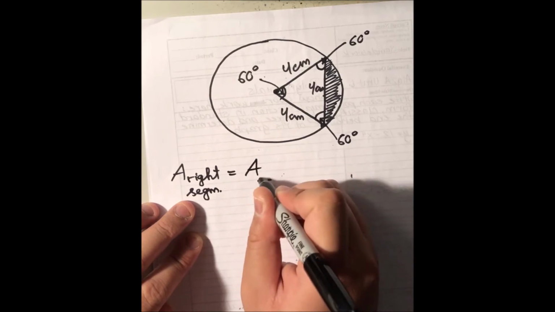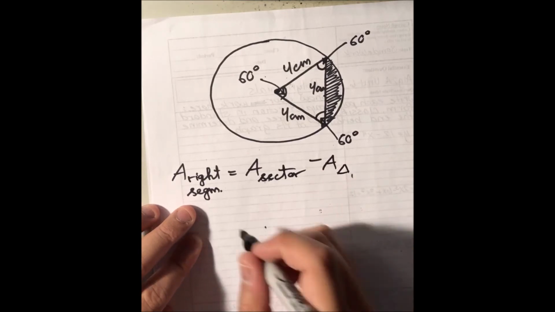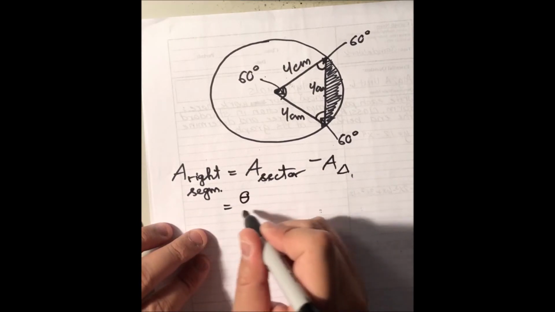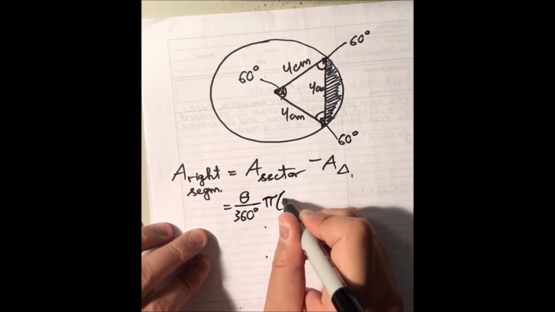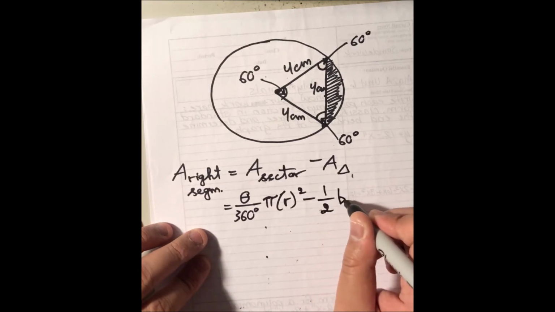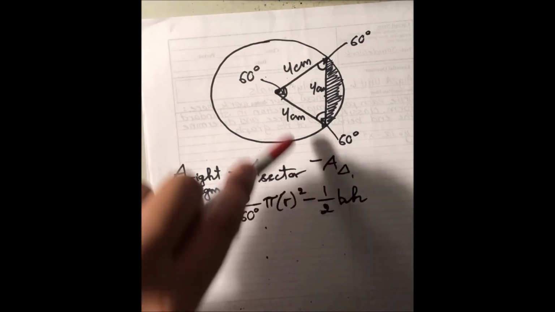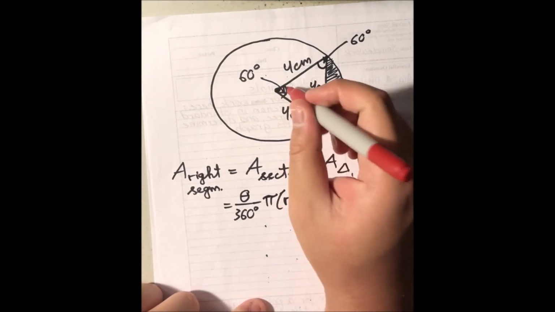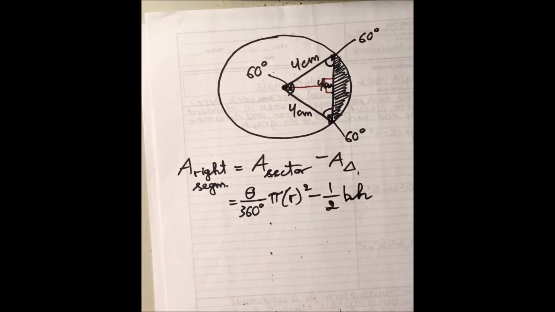So the area of a right segment is equal to the area of a sector minus the area of a triangle, which is central angle theta divided by 360 times pi times the radius square, minus the area of a triangle, which is 1/2 times the base b times the height h. We know the base is 4 centimeters, so how do we figure out the height? And we know the radius is 4 centimeters. So to figure out the height, same thing, draw the apothem. And the apothem intersects the base of the triangle perpendicularly. So there are right angles at the point of intersection right there.